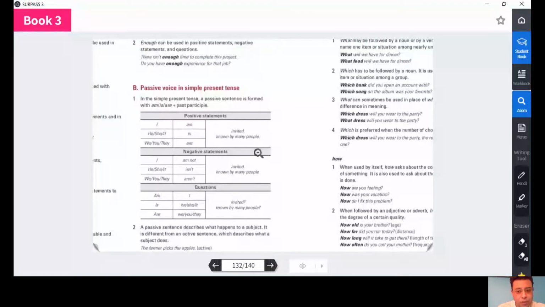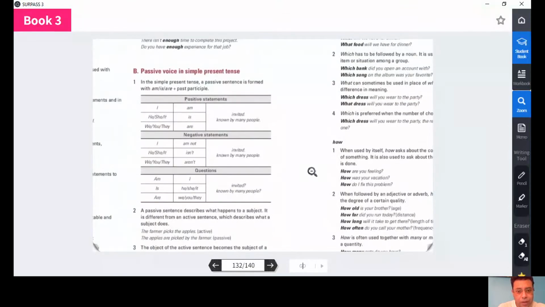So the idea is to show you in more detail the passive voice in present simple. We were talking about that in the last virtual class, but right now I want to give you more specific information with the grammar reference of our books. So I'm going to share my screen and show you my book. Okay, so here we have the grammar reference.